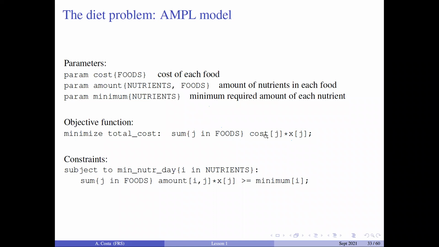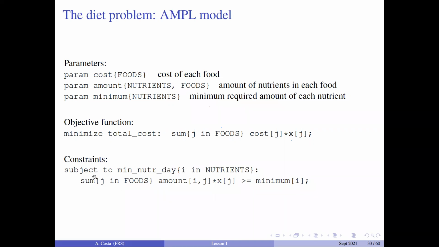Objective function, we minimize what? The sum J in food cost times X. You see, this is pretty standard. So for each unit of food, we know the cost. So when we sum over J, the cost times the unit of food, we have the total cost, and we want to minimize that.